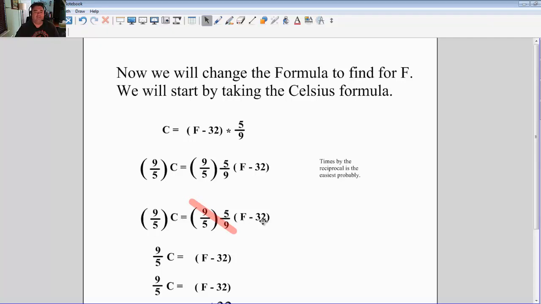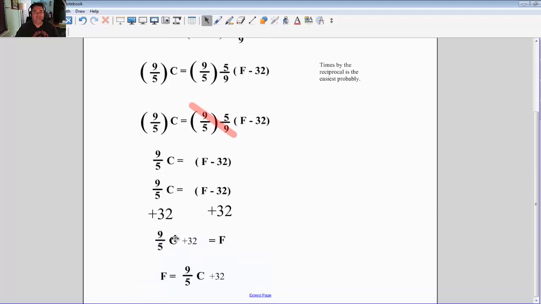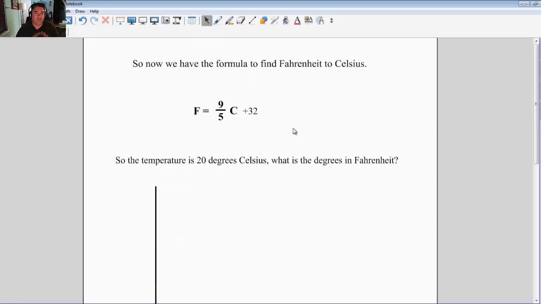And now, instead of minus 32, I'll add 32. So in other words, 9/5 C plus 32 equals F, or simply Fahrenheit equals 9/5 Celsius plus 32. So now that we have the formula to find Fahrenheit from Celsius, say the temperature is 20 degrees Celsius, I want to know what degrees that is in Fahrenheit. Hint, just take this, put it in here, times 9 divided by 5 plus 32. See what you get.